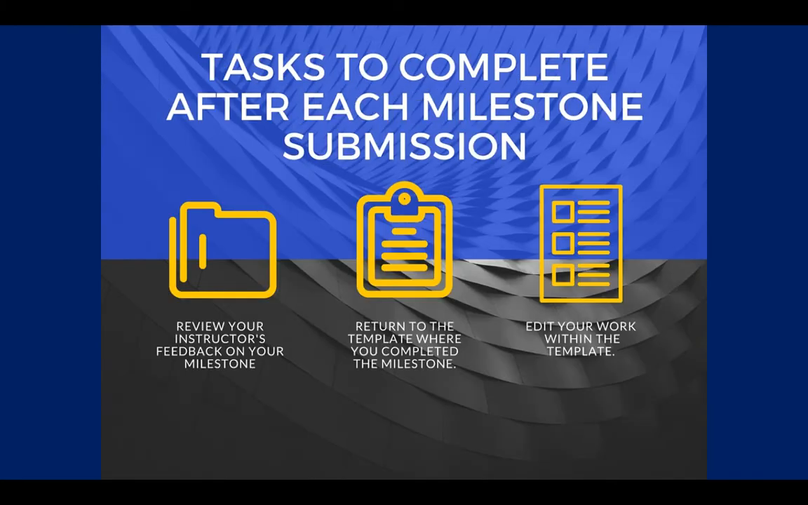So let's talk about that editing process. If you're listening to this webinar, you are likely in week 3 or beyond, which means that you have received feedback on at least milestone 1. So what should you do every week after there's a milestone assignment due? First, go back to that milestone. Once you are aware within the My Grades section that there is a grade in place, go and review your instructor's feedback on your milestone.